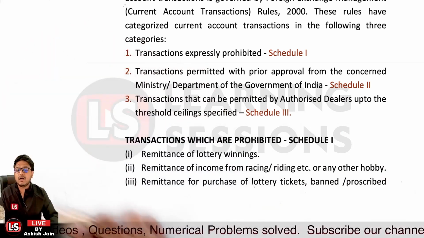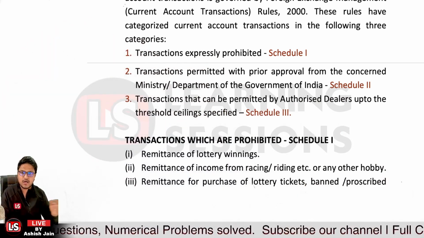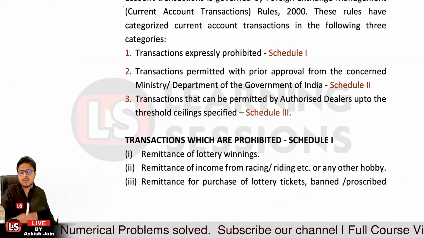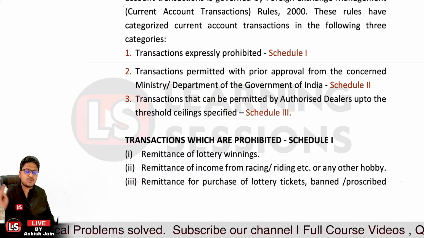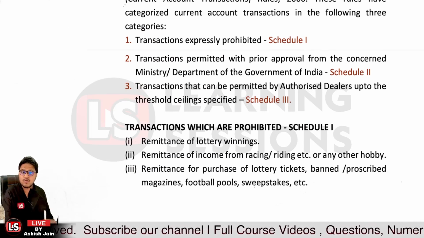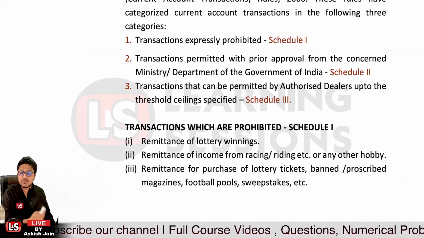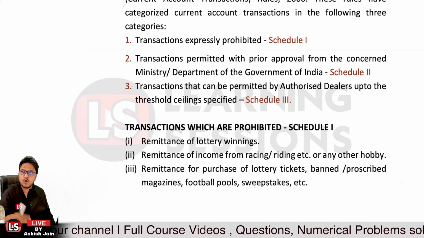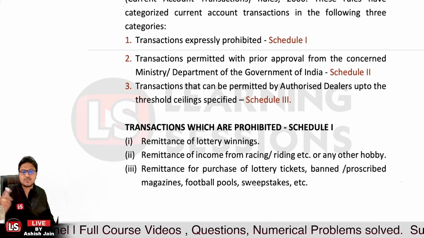Transactions which are prohibited: there is a remittance you want to make, that you have earned a lottery amount over there and you want to remit that amount, so that is not permitted. A remittance of income from racing, riding, etc., or any other hobby. A remittance to purchase a lottery ticket abroad, that's not allowed.